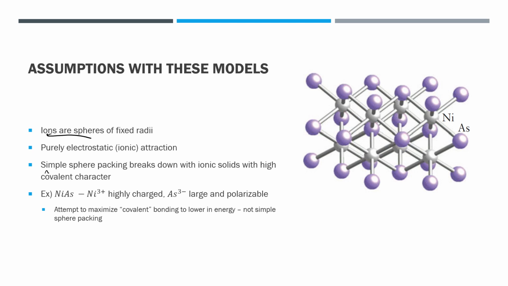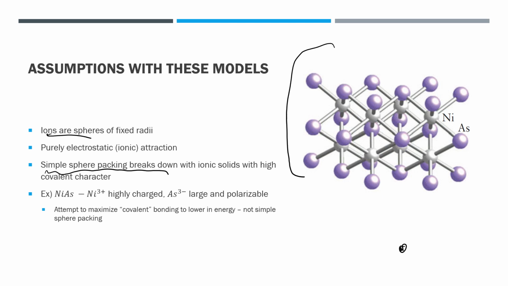For example, this simple sphere packing model will break down with ionic solids with high covalent character. An example of this is nickel arsenide. So if we look at the structure of nickel arsenide, we have these nickel 3+ ions, which are really highly charged. And what that means is that it can polarize your arsenide anions very well, right? When we have a cation that's very highly charged and an anion that's very diffuse, like arsenide, we can end up having basically almost a covalent bond.